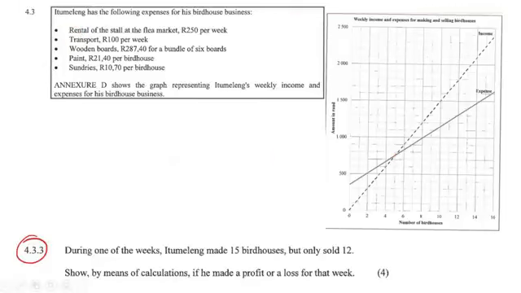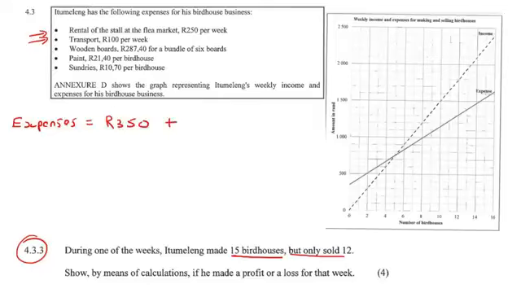So the next question says, during one of the weeks, Itumeleng made 15 birdhouses, but he only sold 12. Show by means of calculations if he made a profit or a loss for that week. So in that week, whether he sells 100 birdhouses or whether he sells 5 birdhouses, he's always going to have to pay his fixed cost. So his expenses are going to be 350 Rand. That's your fixed cost, remember?